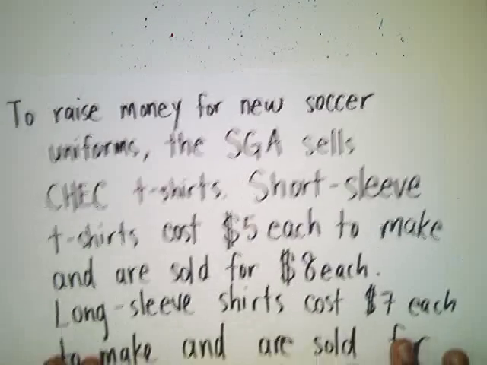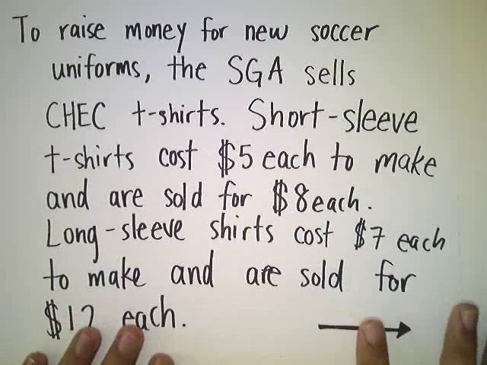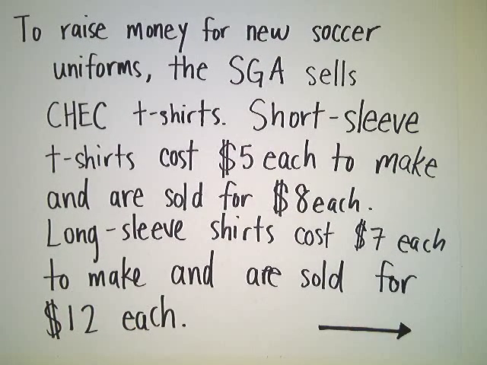Okay, so let's dive straight into a problem where we can see how systems of linear equations can actually be used. To raise money for new soccer uniforms, the SGA, the Student Government Association, sells check t-shirts. Short sleeve t-shirts cost $5 each to make, and they're sold for $8 each. Long sleeve t-shirts cost $7 each to make, and they're sold for $12 each.